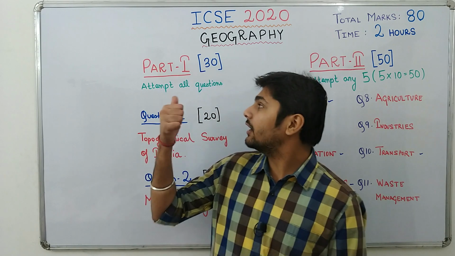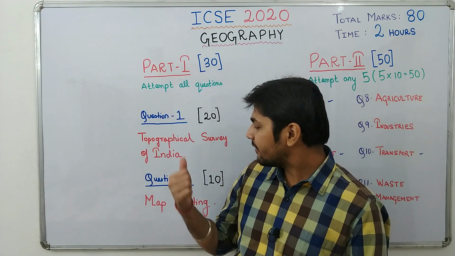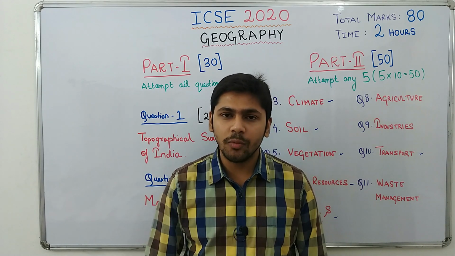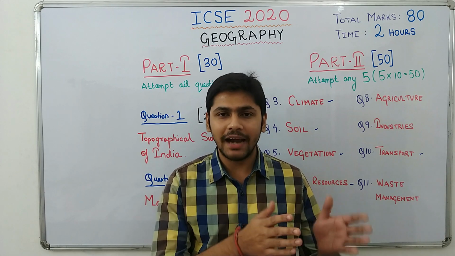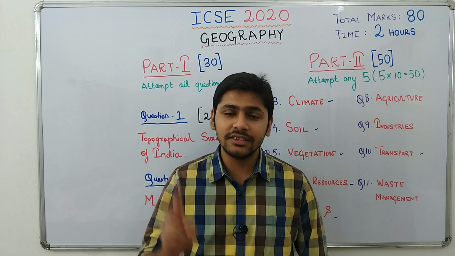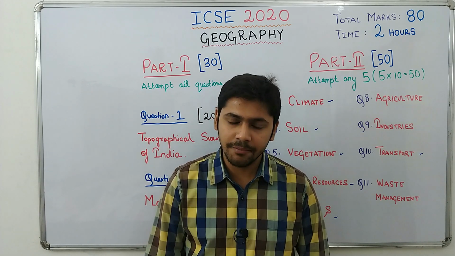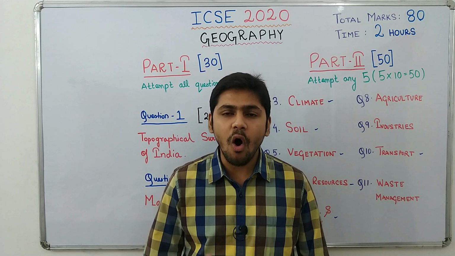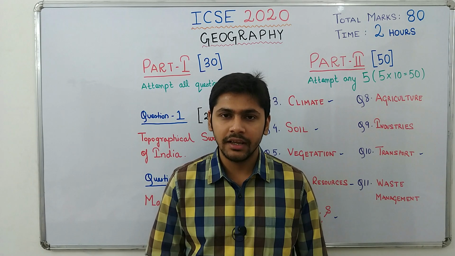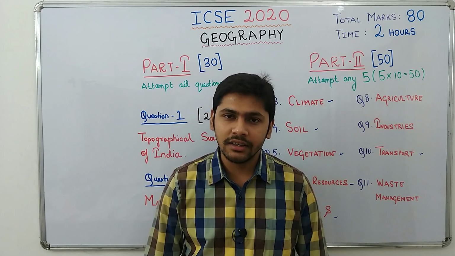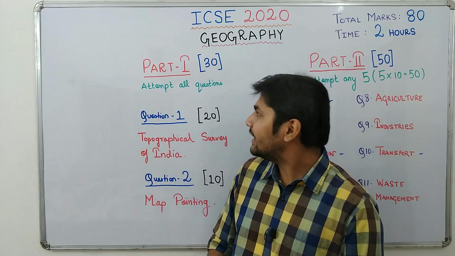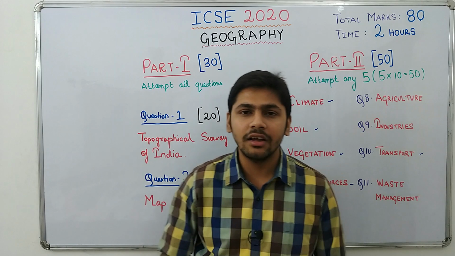First, let's begin with part 1. That means topographical survey and map pointing. Now, the best way to prepare for topographical survey and map pointing is practice, practice and practice. In 1 week, practice at least 2 sets of topographical survey, and in 1 week, practice all the map pointings that you have in your syllabus at least once. If you do this till your examinations, you will be flawless in topographical survey as well as map pointing, and you can easily score 30 out of 30 in part 1.